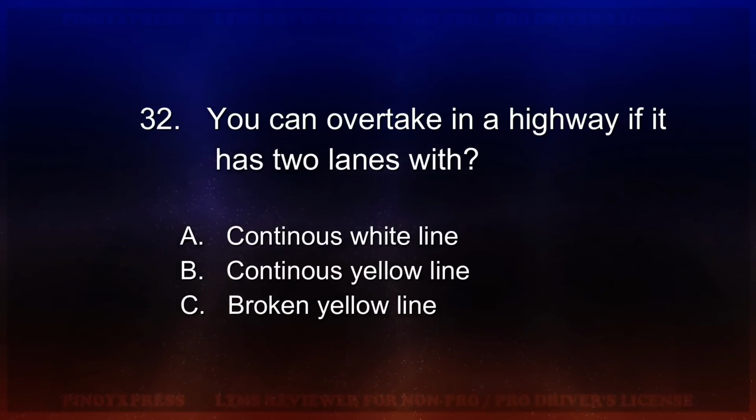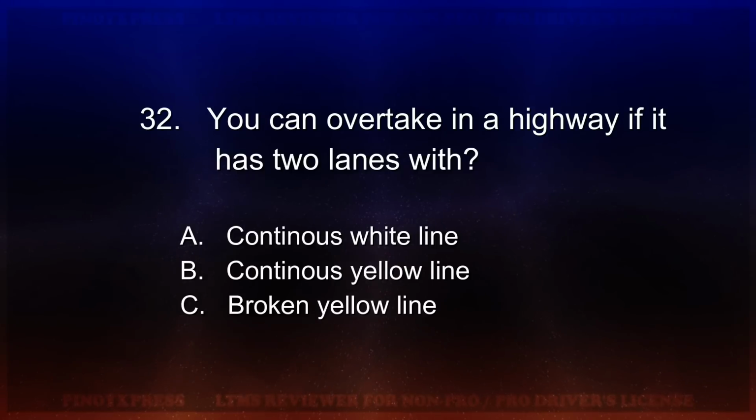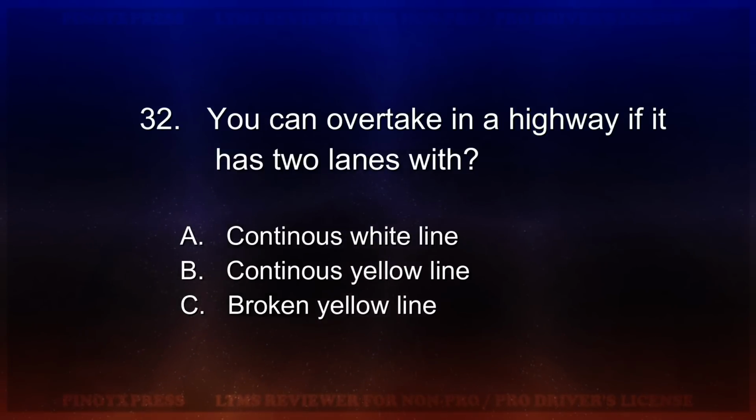You can overtake on a highway if it has two lanes with: A. Continuous white line. B. Continuous yellow line. C. Broken yellow line. The correct answer is letter C.